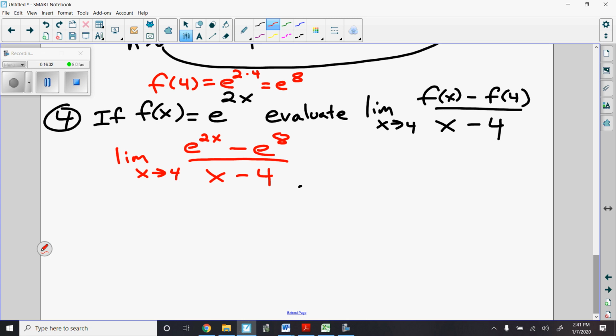Now I want to try evaluating this limit by plugging in. So when I plug in 4 for x, I get e to the 2x, so 2 times 4 would be 8. I get e to the 8 minus e to the 8 over 4 minus 4. I don't know what e to the 8 is, it's a huge number, but I know when you do e to the 8 minus e to the 8, you're going to get 0. And 4 minus 4 I know is 0. Okay? So once again, we're in an indeterminate form. So I can solve this problem then by using L'Hopital's rule.